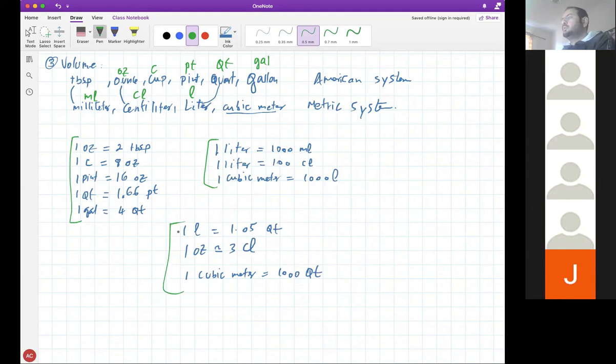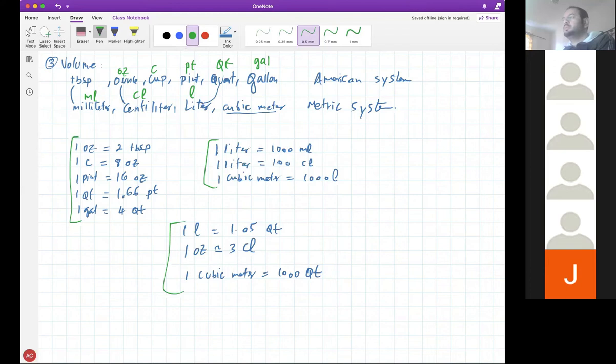So now this one is pretty useful. 1 liter, 1 quart immediately. Just like we said earlier, 1 meter is 1 yard. So immediately you can make sense of it: a liter is about 1 quart. And these are the conversions between the smaller units.